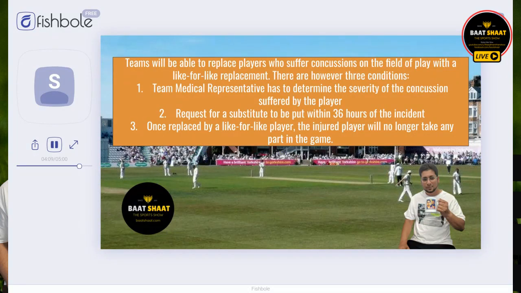Brand new rule of substitution. Teams will be able to replace players who suffer concussions on the field of play with a like-for-like replacement. There are 3 conditions though. The team medical rep has to determine the severity of the concussion suffered by the player. The request for a substitute has to be made within 36 hours of the incident. Once replaced by a like-for-like player, the injured player will no longer take any part in the game, and it all comes down to one thing: does the match referee approve the substitution or not?